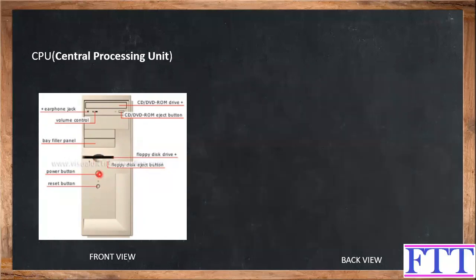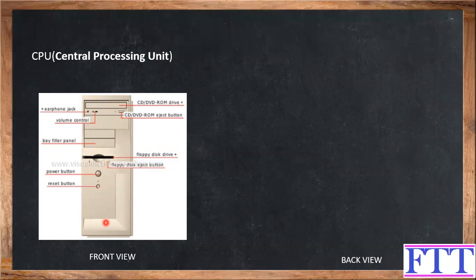Then this is the main power button. Another one is the reset button. This is the general front view of your CPU, central processing unit. Additionally, we may have USB drives available in the front only. You can connect pen drives here if you want, or you can also connect them on the back side.